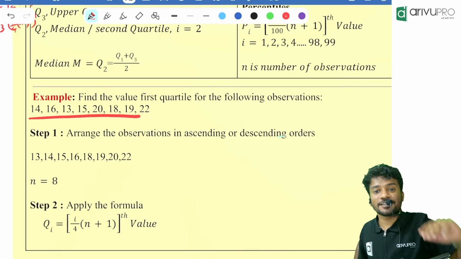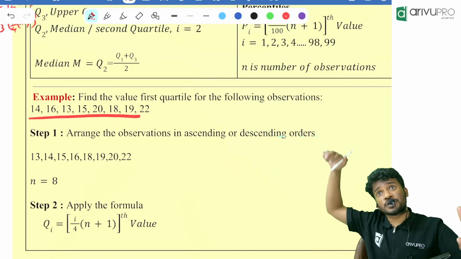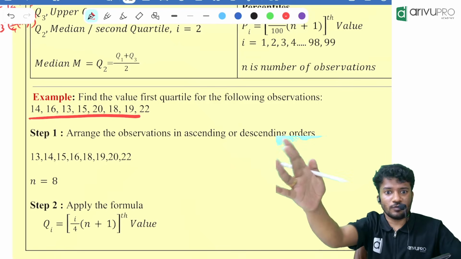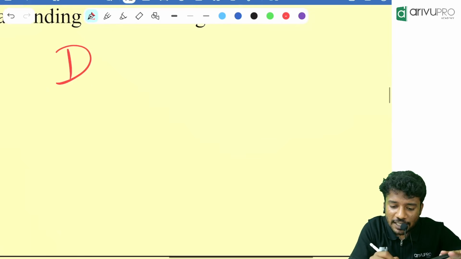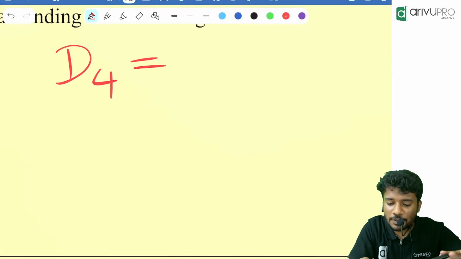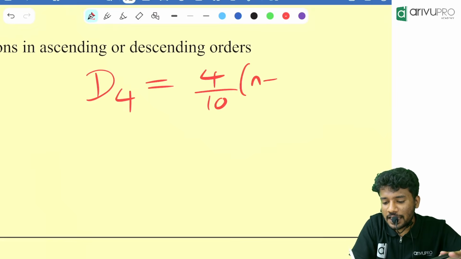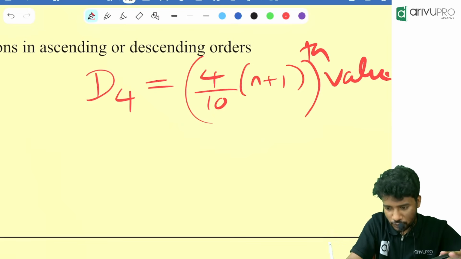Which decile? Only 9 deciles are there. Yes, tell me. Decile 4. One person said 4, so we will go for 4. So decile 4 we need to find. That means D4 is nothing but the 4 by 10 into (n plus 1) the value. Correct? I'll tell you how to do this.